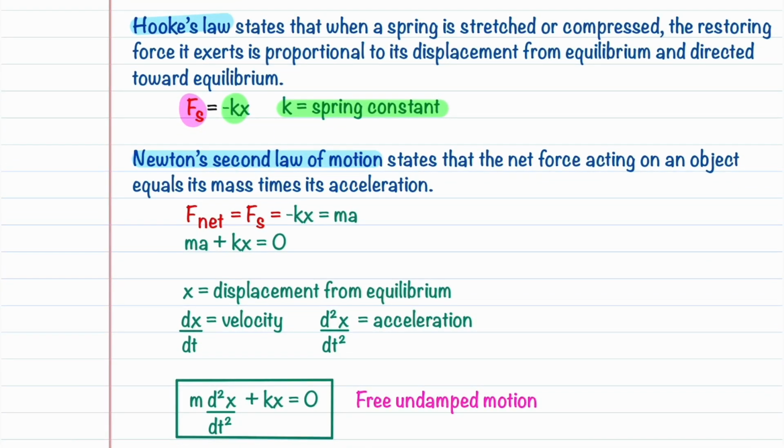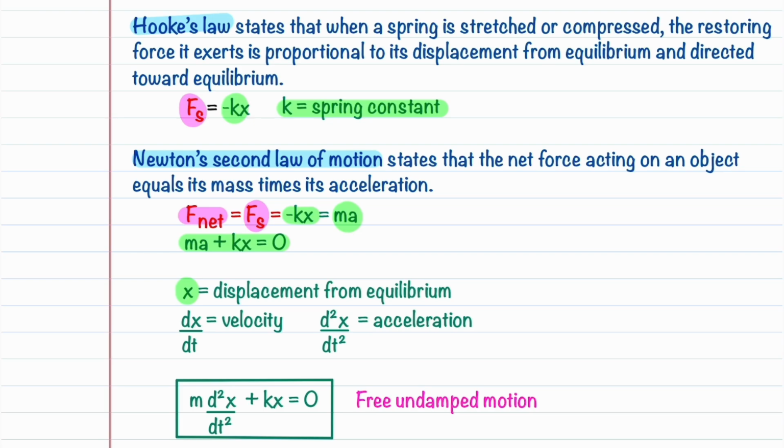Newton's second law of motion tells us that the net force acting on an object, which I've notated as F sub net, is equal to its mass times acceleration. In the spring system that we're looking at, the net force is just the force due to the spring, and we found that it was equal to minus kx, and now we can set that equal to mass times acceleration. This gives us the equation ma plus kx is equal to 0.